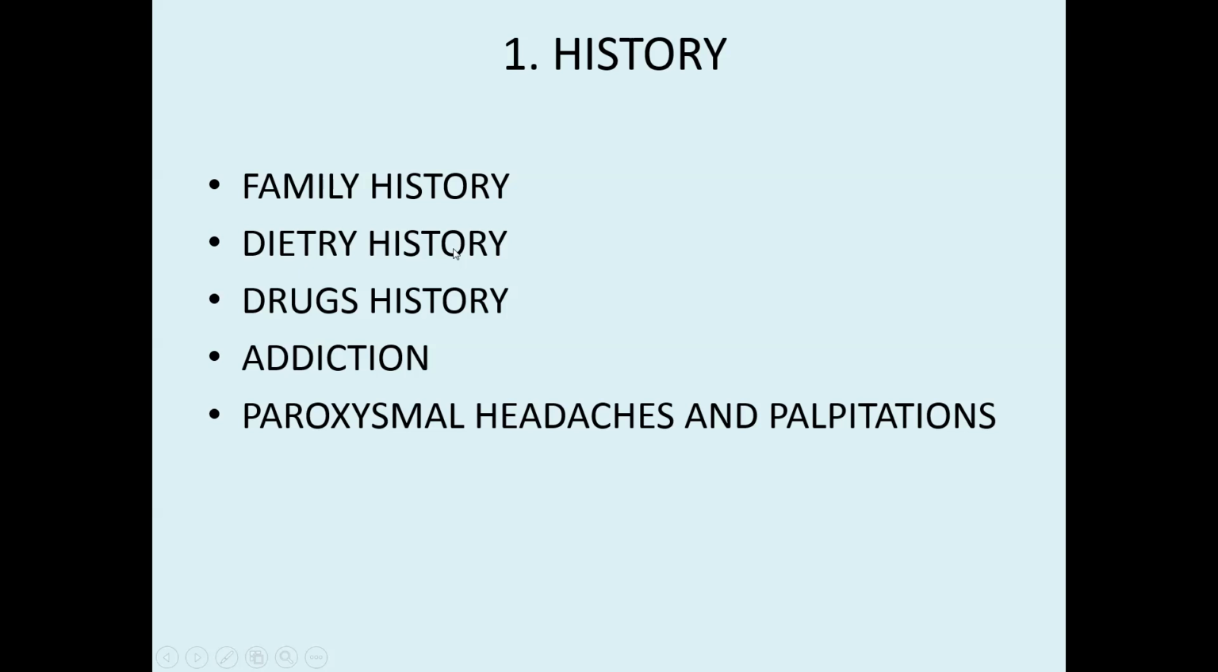Dietary history is very important, because salt intake, alcohol consumption, excessive intake of fats, all of them can end up with hypertension if the patient is having a genetic tendency. Drug history, as we discussed, there are certain drugs which can cause hypertension, so it is important to look for them. Addiction, as I told you, smoking, alcohol consumption, all can end up with hypertension. And you have to ask about paroxysmal headaches and palpitations in particular to rule out pheochromocytoma.